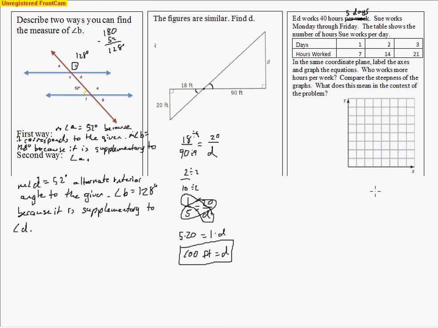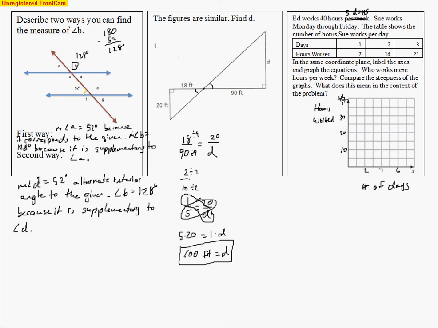So we're going to label the x-axis, we're going to label this number of days. And we'll just go by ones, so I'll just write down every other number here. So 2, 4, 6, and so on. And then the y-axis represents hours worked. And here we won't go by ones, we'll go by fives. So I'm going to write every other number.